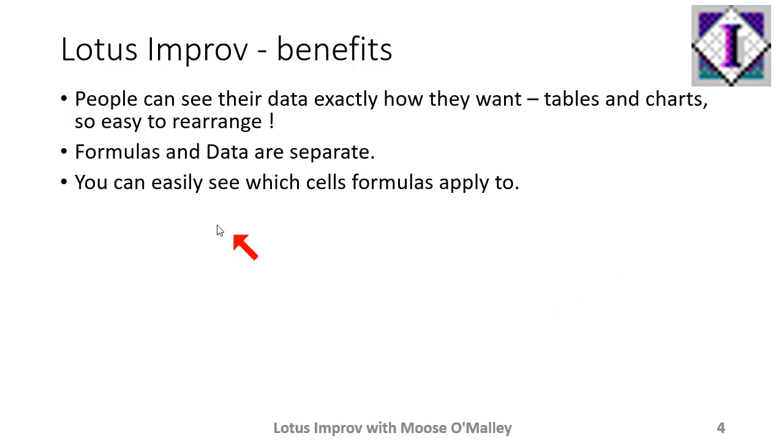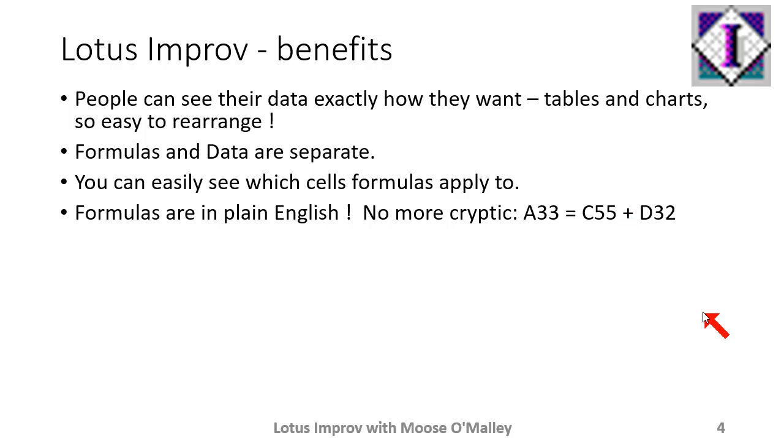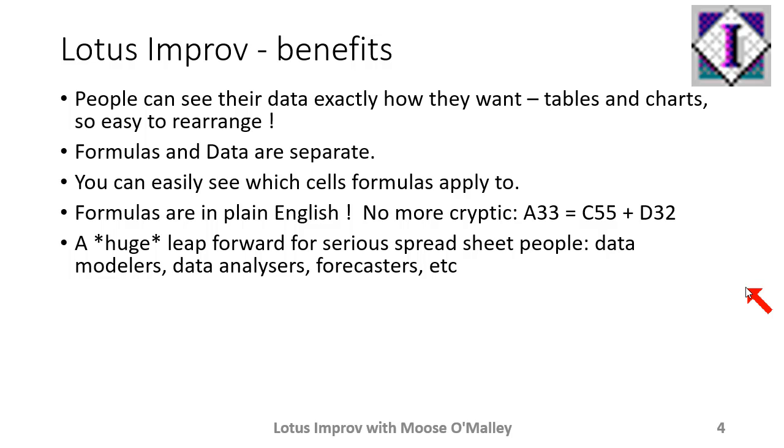You can easily see which cells formulas apply to by clicking on a formula and seeing which cells are grayed or crosshatched. Formulas are in plain English. No more cryptic stuff like A33 equals C55 plus D32, which is what you get with spreadsheets like Excel and Lotus 123. And it was a huge leap forward for serious spreadsheet people. So people that use spreadsheets all day long, it was a huge leap forward. People like data modelers, data analyzers, forecasters, finance people, everybody I spoke to loved Improv. They loved it.